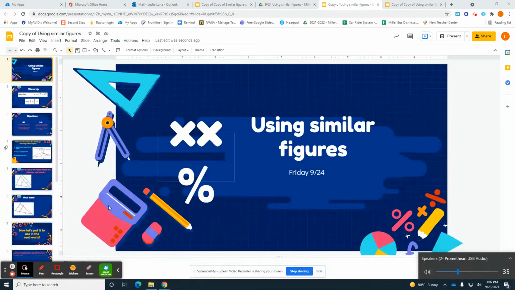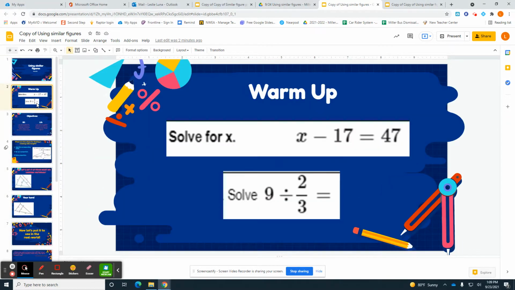So today we're using similar figures. It is a continuation of yesterday's lesson. It just gets a little bit more complex today. You're actually using the similar figures. You're not just looking at the properties. Okay. So this is your warm up.